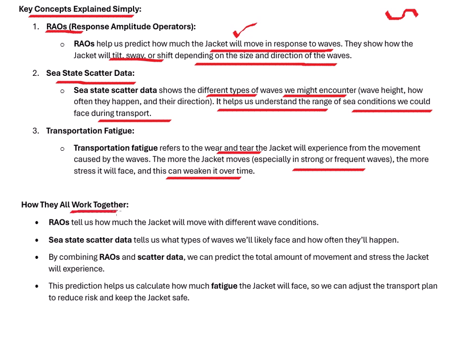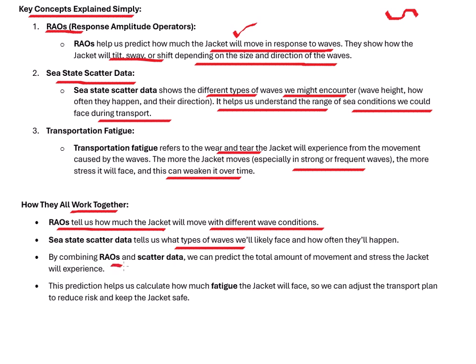And how they all work together. RAOs tell us how much the jacket will move with different wave conditions. Sea scatter data will tell us what type of waves we will likely face and how often they will happen, like 2 meter or 3 meter wave heights, different wave periods, and whether they occur very frequently or not very frequently.